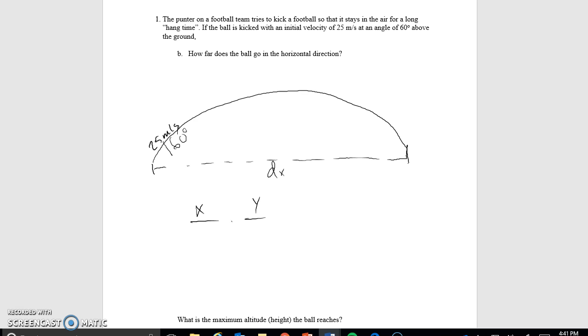Well, what we know in the y is that the acceleration in the y is negative 9.8 meters per second squared. We also know that the initial velocity in the y is 21.6 meters per second, and the way I found that was 25 sine of 60. The final velocity in the y is negative 21.6 meters per second. Time we found in the previous video, and that was 4.42.